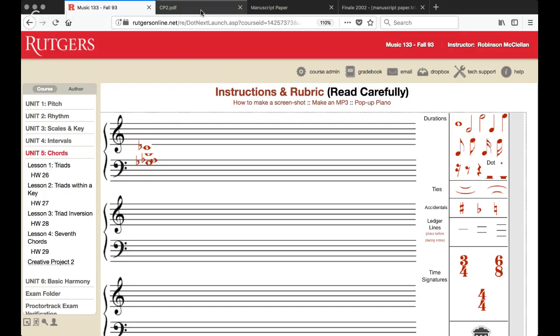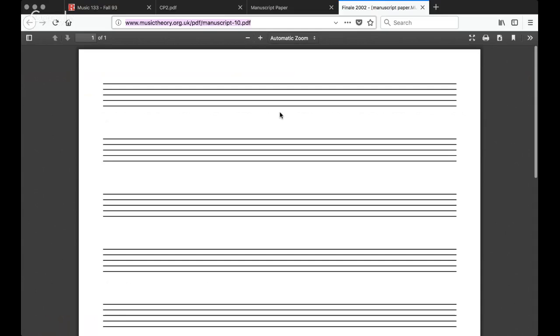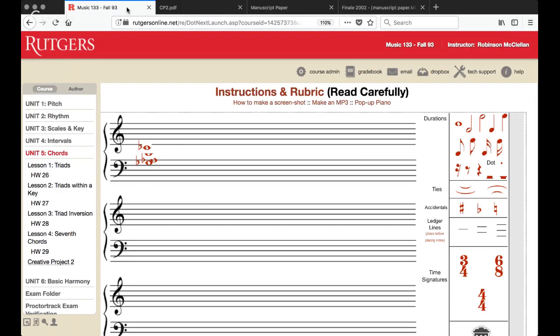No, that's it. I just posted a link to this free manuscript paper that you can download and write by hand, and then take a scan or a photo if you prefer. Again, the online tool is really just to make it possible to do it entirely in the web browser, but it doesn't mean you have to use this tool. What you cannot use is a music notation software program like Finale or Noteflight or MuseScore.